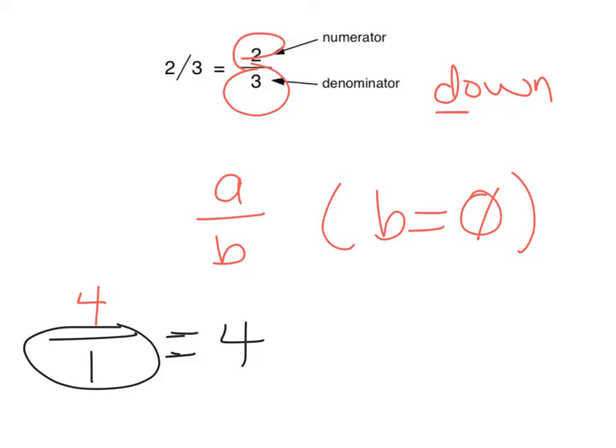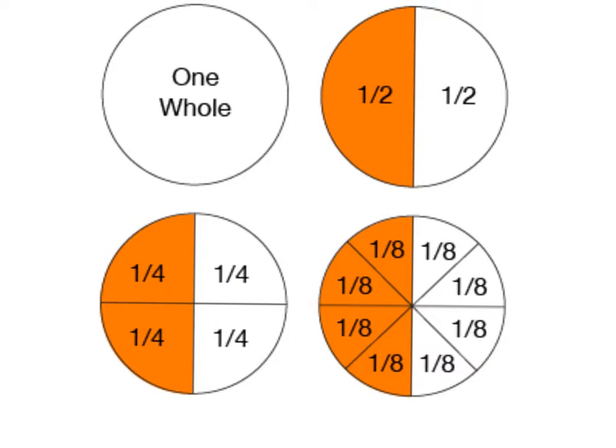Now, fractions are used to describe equal parts of a whole, and when they represent the same part of a whole, they're called equivalent fractions. So you recognize these charts. We have 1 whole, we have 2 halves, we have 4 quarters, and we have 8 eighths.